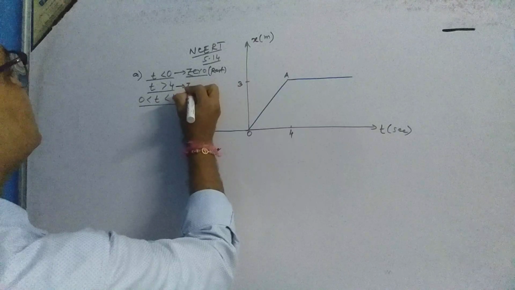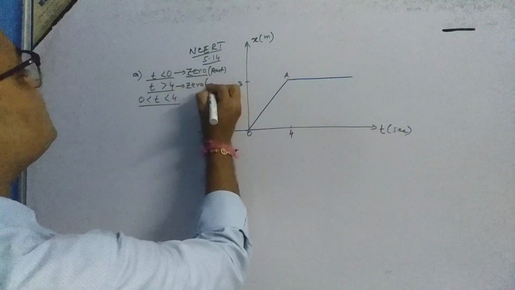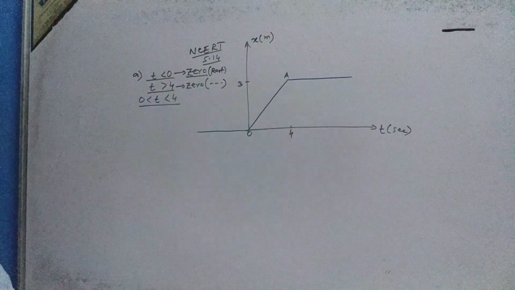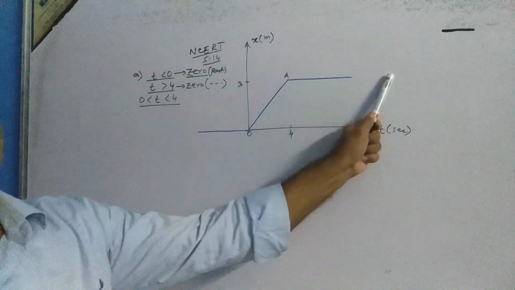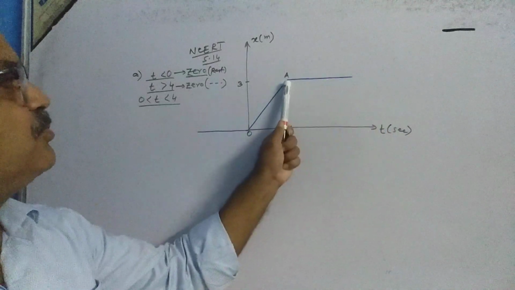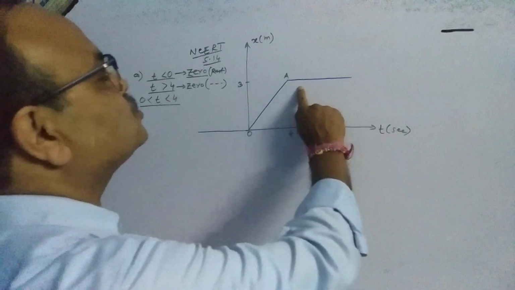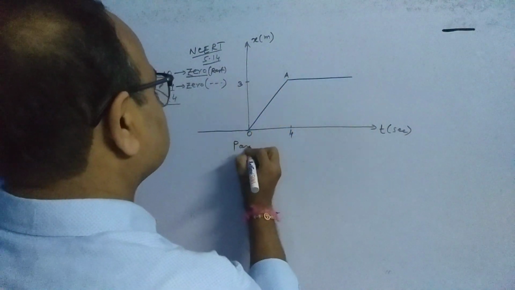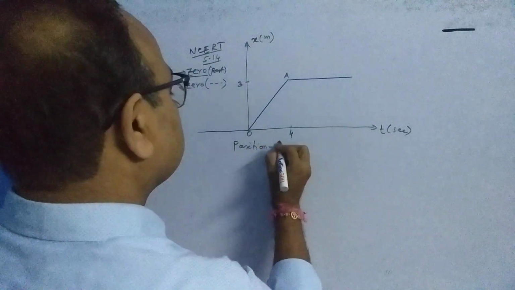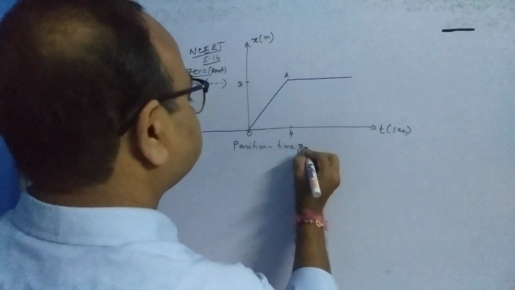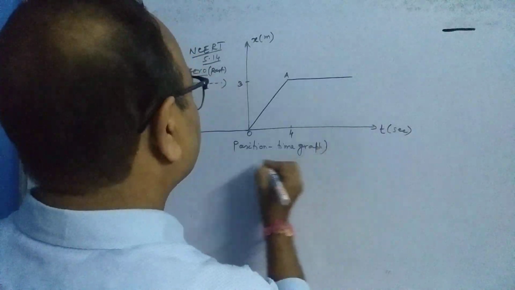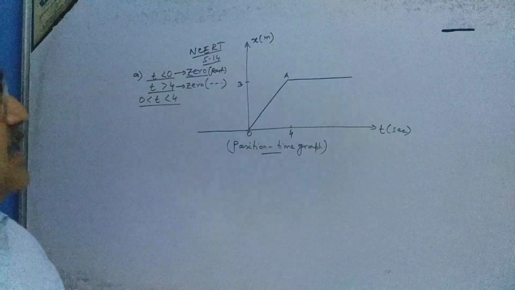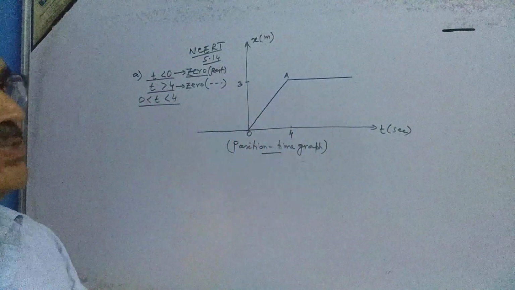Here also it is 0, due to the same rest position, for t greater than 4. See, its position is not changing. This graph is the position-time graph. Position is not changing. That's why the body is at rest. Here also it is 0.